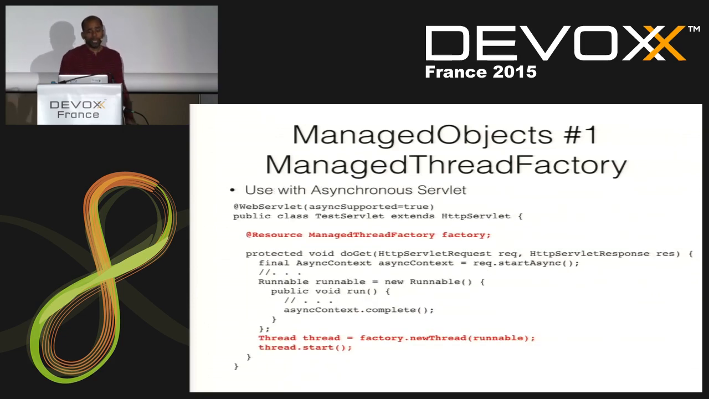How would you use this in an asynchronous servlet? So then you take a look at public class TestServlet. Now this is an asynchronous servlet, the fact that we have asyncSupported equals true here. Once again, I'm injecting a managed thread factory here. In the doGet method of the async servlet, as soon as I get into the method, I start the request asynchronously. And then eventually at some point, I'm going to spin up a new thread, with a Runnable interface, and in the Runnable I have a run method.